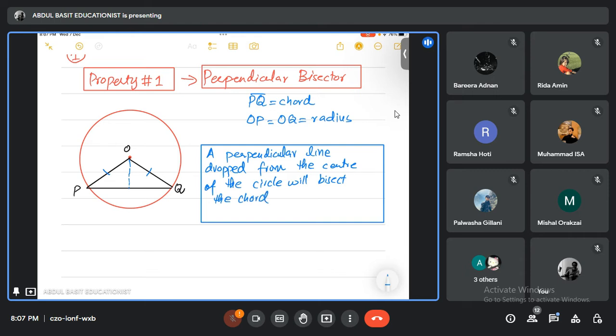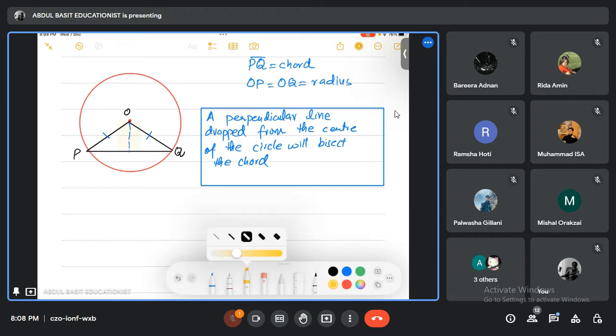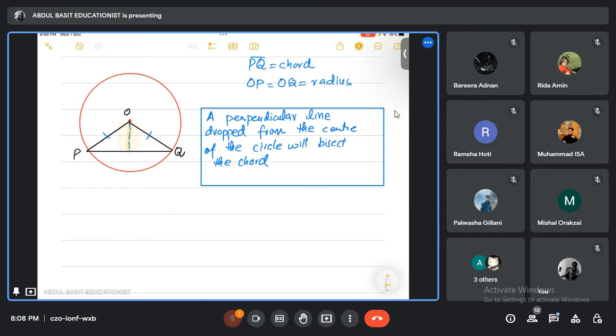It means that if you drop a perpendicular line from the center of the circle, like this, it will bisect the chord. What it will do, it will bisect the chord into two pieces.